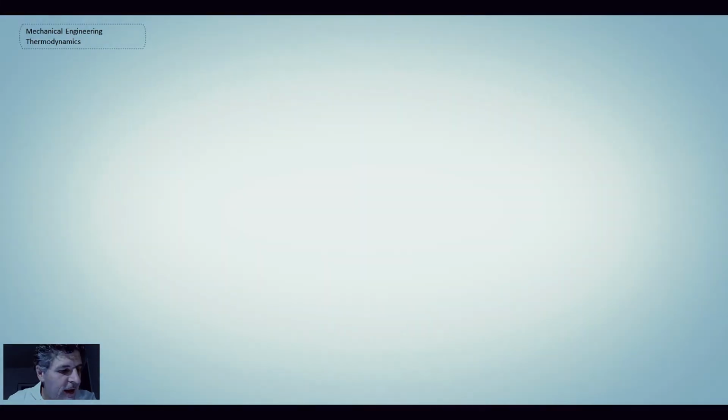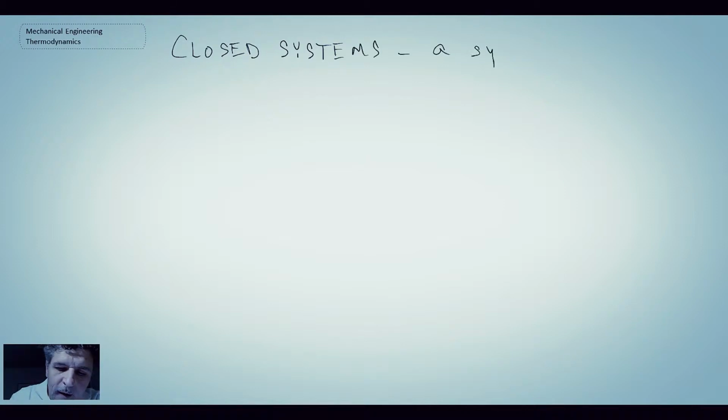What we'll look at now are two different types of systems that are quite important within thermodynamic analysis. First of all, we have closed systems, and these are sometimes also called fixed mass systems. And they're called that because mass cannot cross the boundaries of one of these systems.